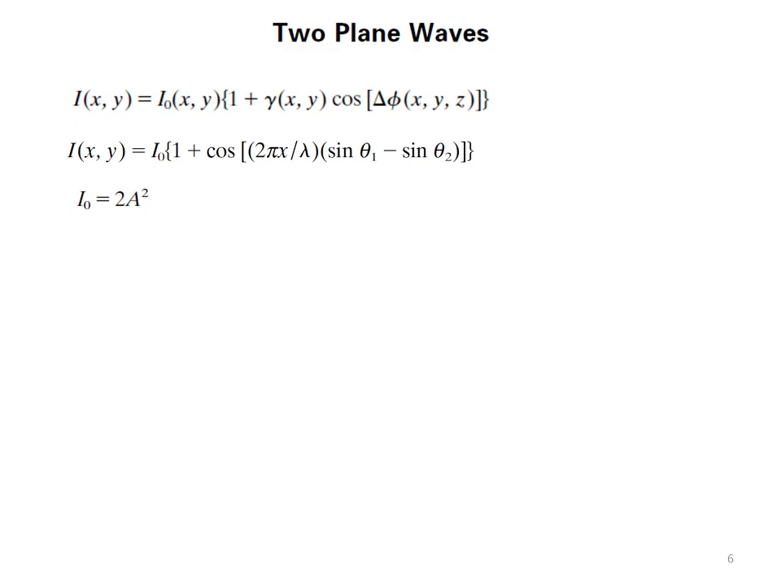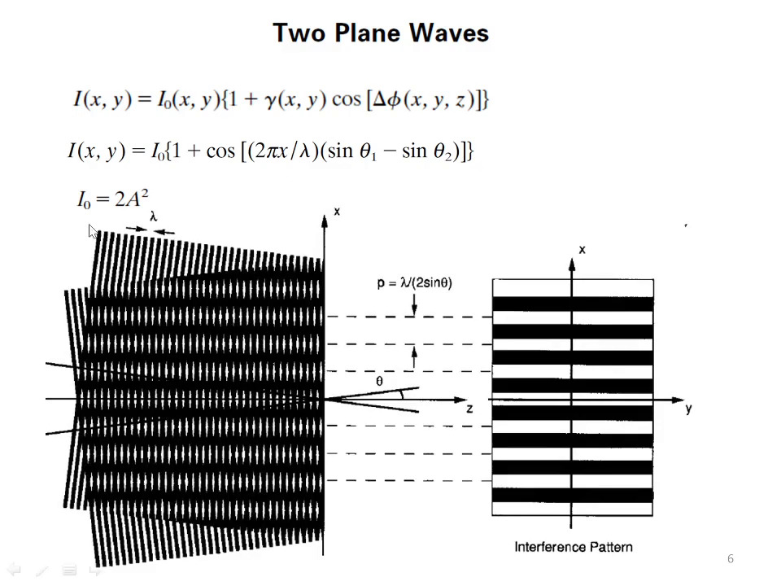What will be the nature of the interference fringes obtained on the screen? Let us assume the intensity I naught is 2a square. You can obtain the expression for I naught. This will come out to be 2 times a square, where a is the amplitude of the individual source, so a square is the intensity of the individual source. Let us assume both have the same amplitude and similar intensity, so I naught will be equal to 2a square. So this is how we can try to see this.